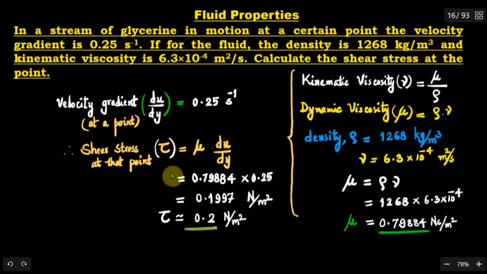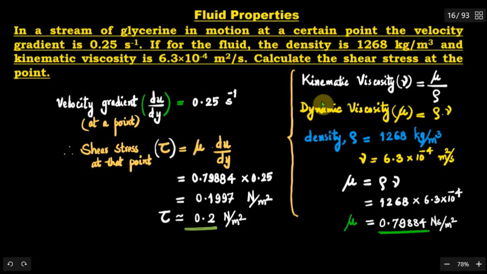So shear stress at that point, tau is equal to mu into du by dy, applying Newton's law of viscosity. So we require the dynamic viscosity of glycerin along with the velocity gradient available over here. If you take the product, you will get the shear stress at that point. Now, how to get the dynamic viscosity of glycerin? Kinematic viscosity is available here, 6.3 into 10 raised to minus 4 meter square per second.